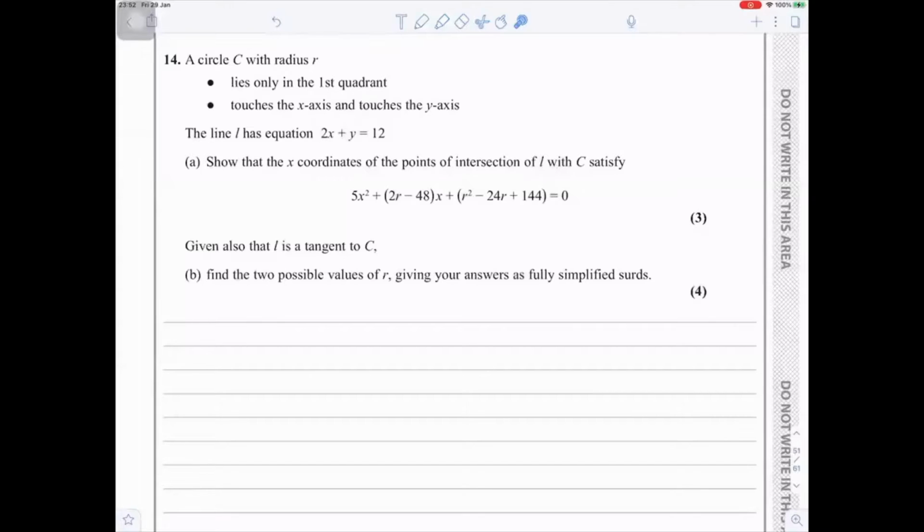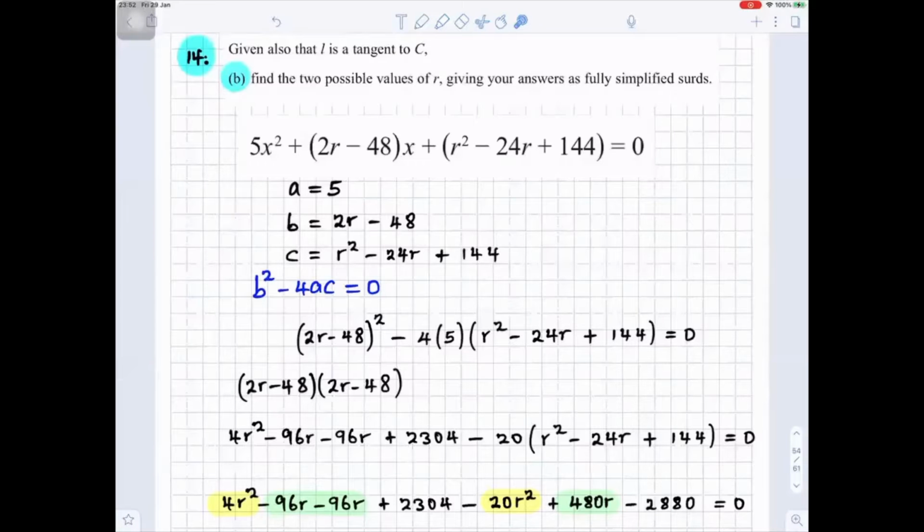Question 14b. Given also that L is a tangent to C, find the two possible values of r, giving your answers as fully simplified surds. So we can treat all of this as a quadratic, ax squared plus bx plus c equals 0. So a is 5, b is 2r minus 48, and c is r squared minus 24r plus 144.